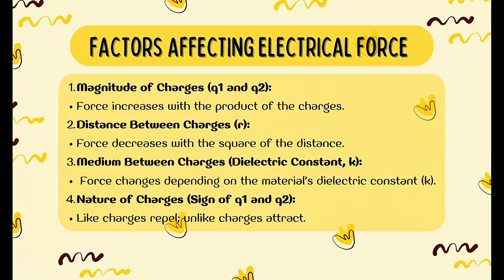And then number 2, distance between charges, or the D, or R. So the force is inversely proportional to the square of the distance between the charges. Its effect is that if the distance doubles, the force is reduced to 1/4. If the distance is halved, the force increases 4-fold.